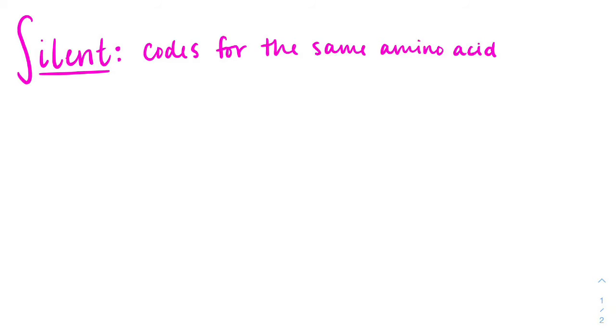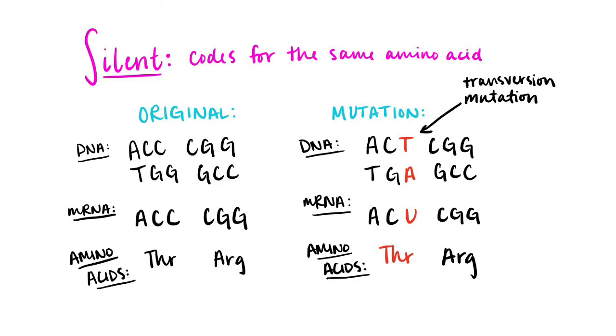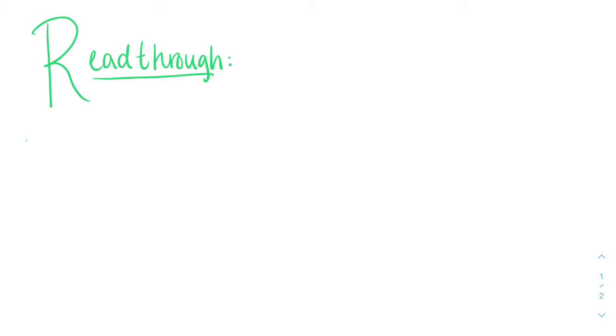The next effect we will discuss is the silent effect. This is when a base is changed, but the amino acid that is coded is the same. From looking at our example original strand, we can see by just changing ACC to ACT, nothing changes with the amino acid. The last effect we will discuss is read-through.